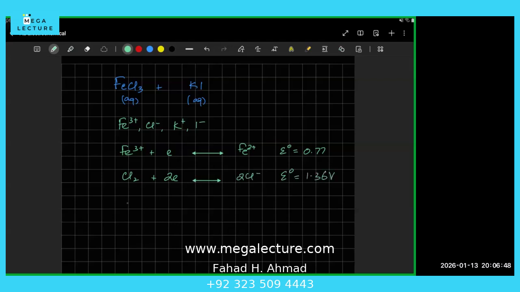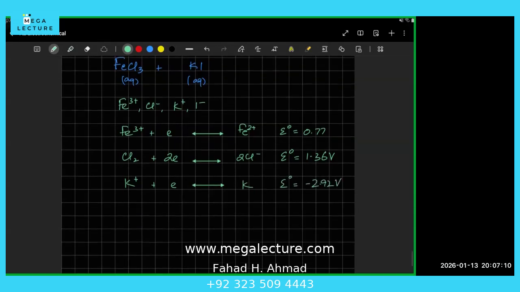So then I have K plus 1, so the electrode is in equilibrium with the K, and this E naught has a value of minus 2.92 volts. And I've got I minus 1, so there's an electrode where it's in equilibrium with the I2, and the electrode value E naught is, I think, 0.54 volts.